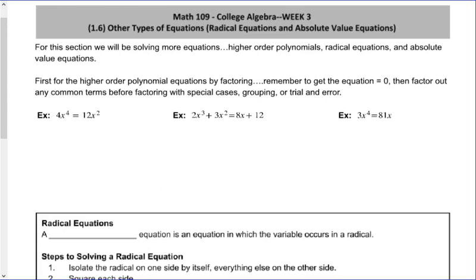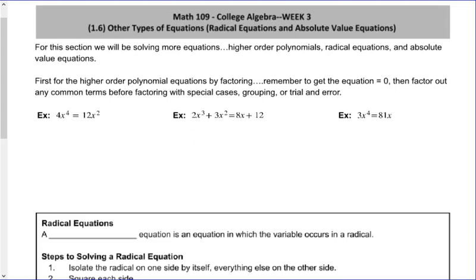All right, moving into week 3 with section 1.6, which is going to get us some concepts of solving other types of equations, particularly radical equations and absolute value equations. And so we're also going to kind of get into some higher order polynomials as well. So that's what we're going to start with, and we're going to go back to the idea of factoring to help us out in solving these higher ordered polynomials.